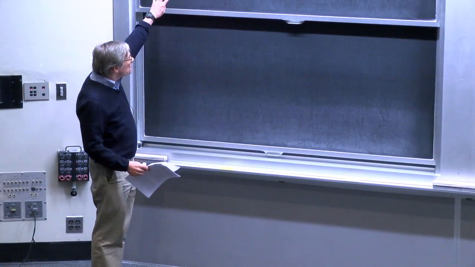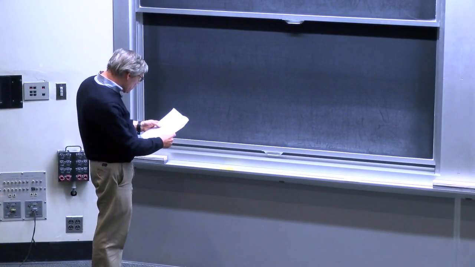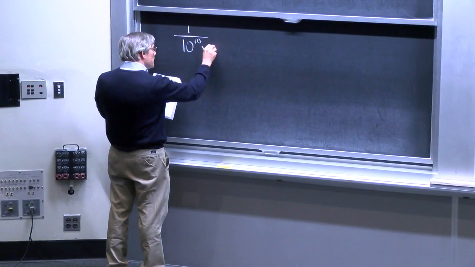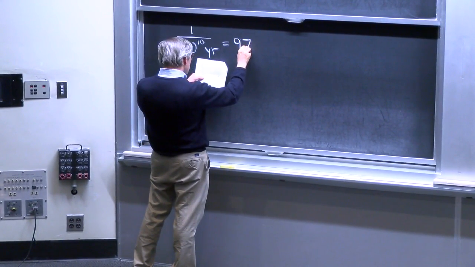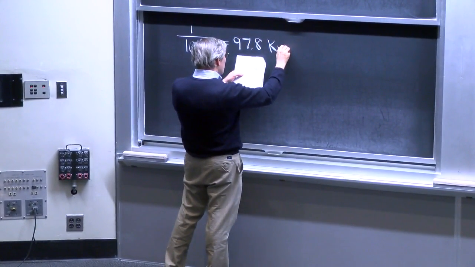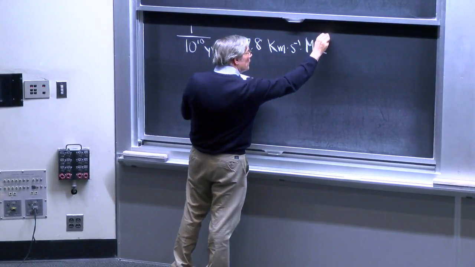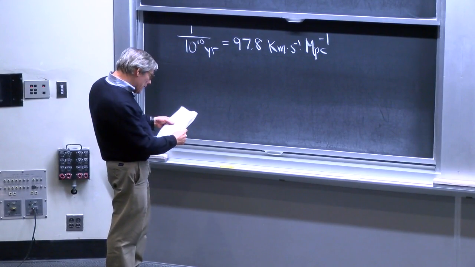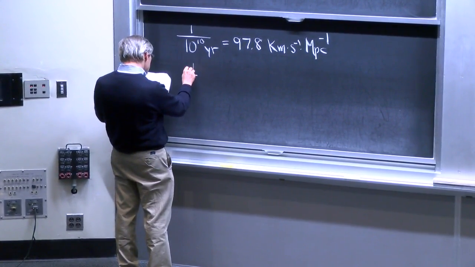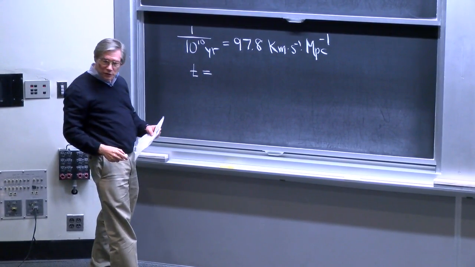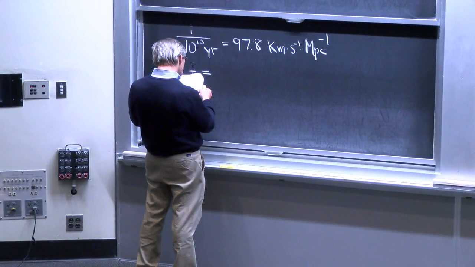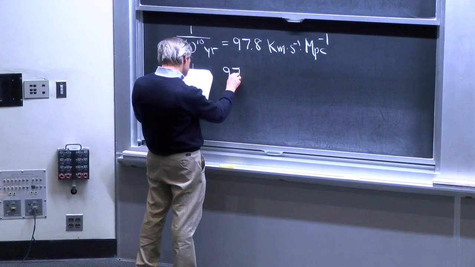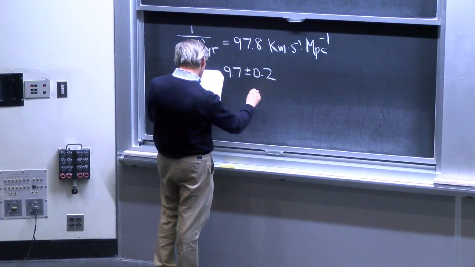To be able to get an answer in years, one has to convert this into inverse years. H is actually an inverse time. And a useful conversion number is that 1 over 10 to the 10 years is equal to almost 100, but not quite, 97.8 kilometers per second per megaparsec, which allows you to convert these Hubble expansion rate units into inverse years. Using that, one finds that the age of a universe using the 2/3 H inverse formula is 9.7 plus or minus 0.2 billion years.